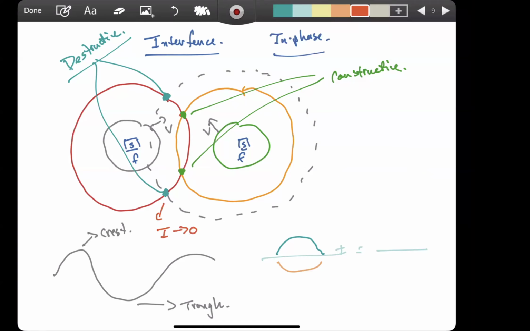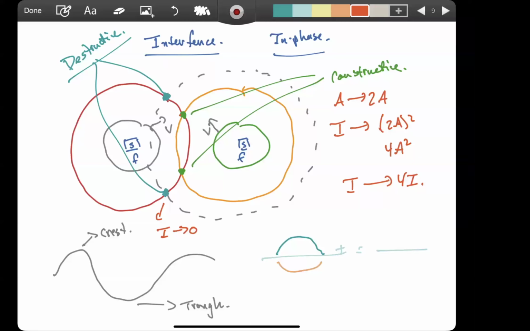Now at these points here, the amplitude is going to become twice the amplitude. This means that my intensity is going to become equal to 2 times amplitude squared, or sorry, (2 times amplitude) squared, which is the same as 4 times amplitude squared. So my intensity is going to become 4 times the original amount of intensity, which means the sound is going to become much, much higher.